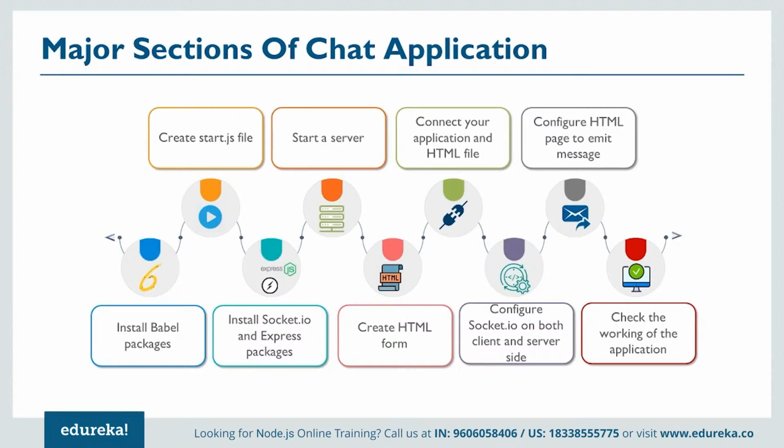We will connect the application in the HTML file, so write some JavaScript code so that our HTML file can send messages and receive messages, which are being sent and received using socket.io. Configure socket.io on both client and server side. So the socket.io library, since it's a chat application, has to be present on both the client and the server. Configure the HTML page to emit the message. Emit message meaning send the message, and check the working of the application.